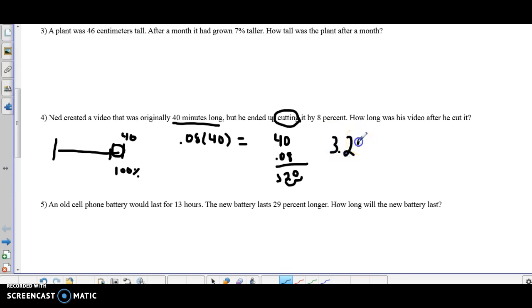8% of the video is 3.2 minutes. It's not 3 minutes and 20 seconds because this means 2/10 of a minute. So just think of it as a little over 3 minutes that they're cutting. So what I could do is take that 40, and I'm going to subtract 3.2 minutes.